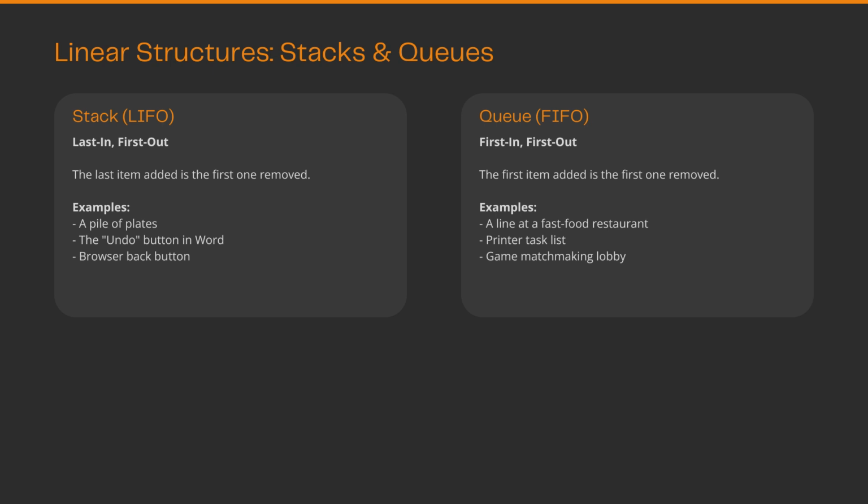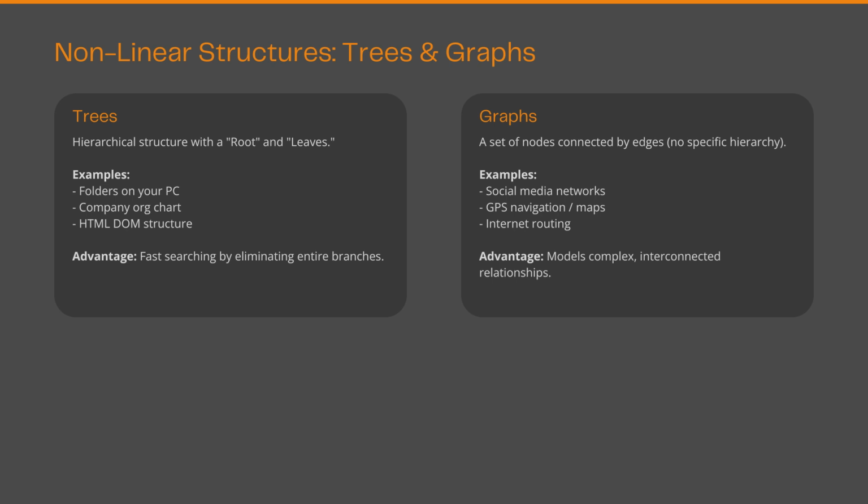These structures are vital for ensuring that data is processed in a fair or logical order. Now, let's move away from these straight lines and look at the branching world of nonlinear data. Now we enter the world of complex relationships. Trees are everywhere in it. Look at your computer's C drive. You have a folder which has subfolders, which have files.